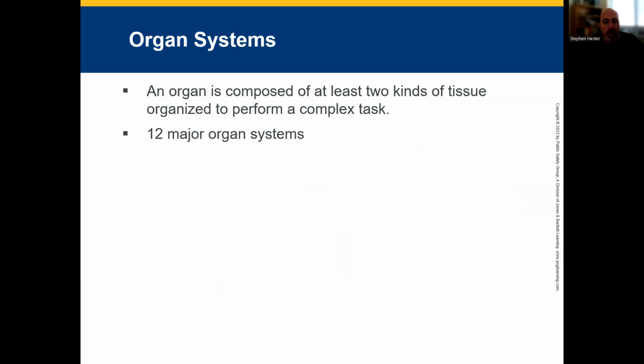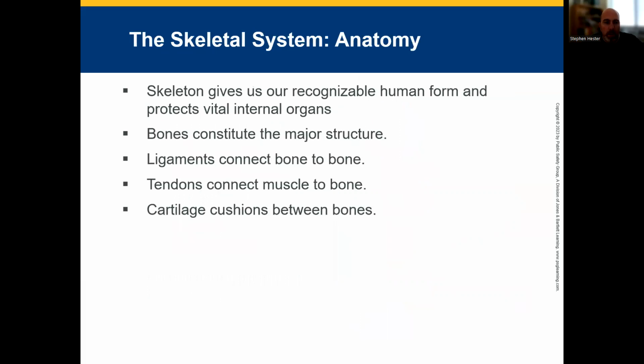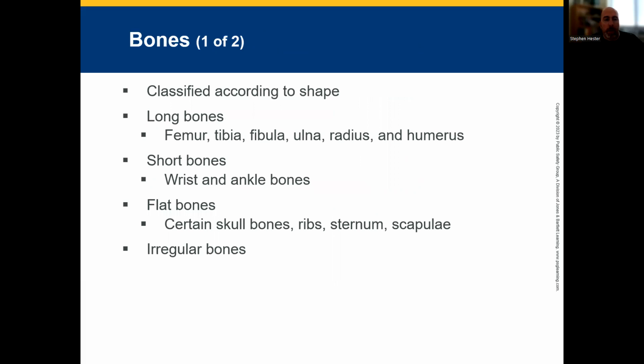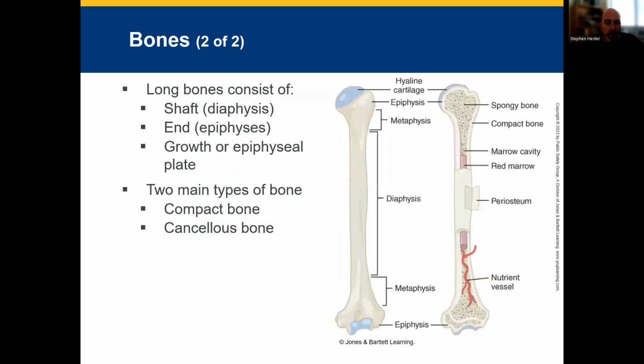All right, an organ is composed of at least two kinds of tissues organized to perform a complete task, and there are 12 major organ systems. The skeletal system, of course, gives us structure. It helps protect the vital internal organs that we have. Ligaments connect bone to bone, tendons connect muscle to bone, and cartilage cushions between the bones. Bones, we've got a lot of those. We talk about those all the time. Just be familiar with their names, where they are, and their function a lot of times.